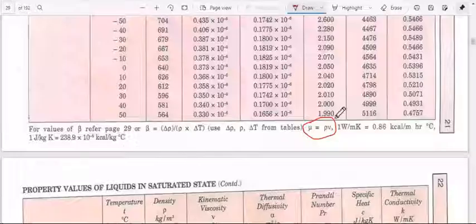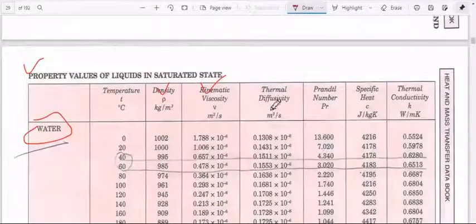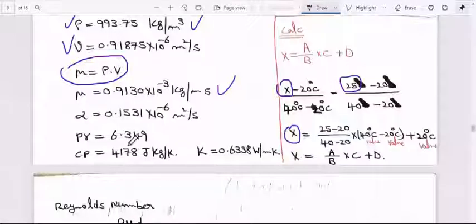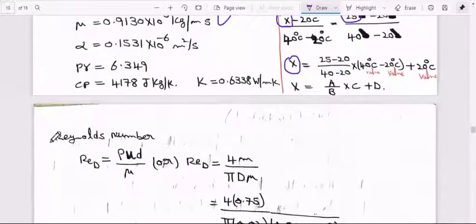So here what is the alpha value? Thermal diffusivity value. In this convection process, thermal diffusivity is not considered. This is only for the conduction process. That's why I'm not considering this alpha value and taking Prandtl number, specific heat and thermal conductivities from the water properties. Now we need to calculate the first step, Reynolds number.